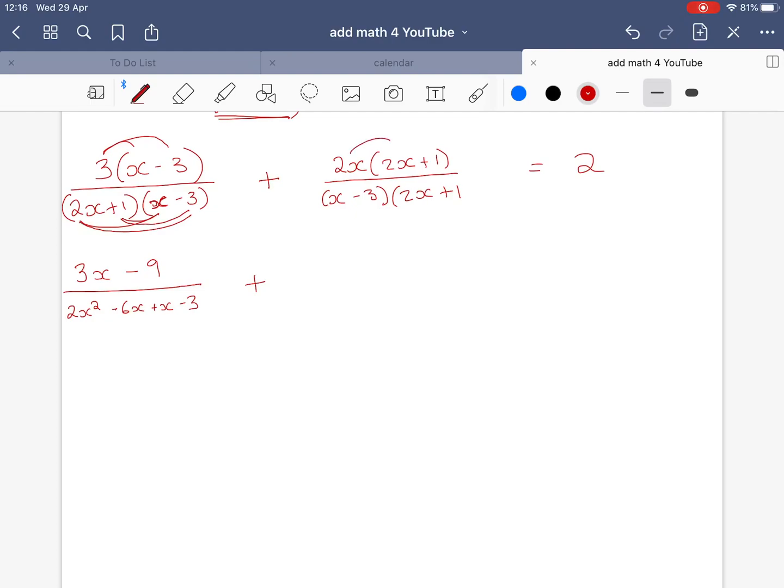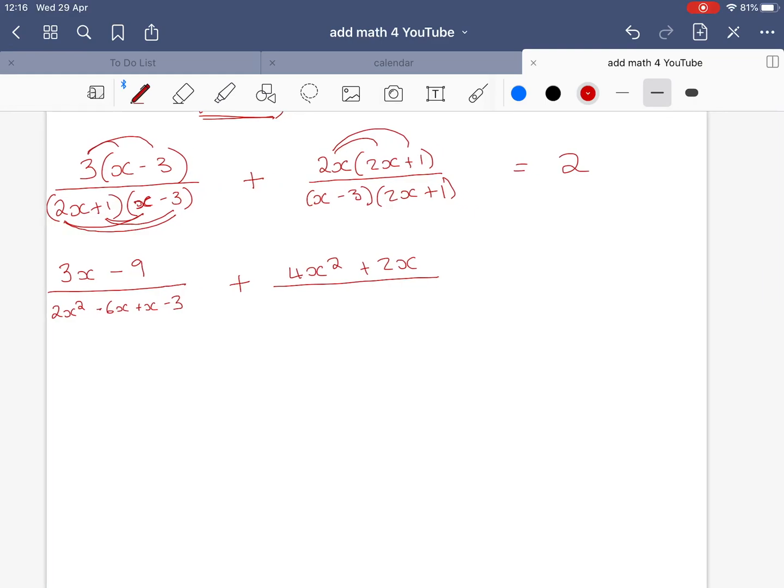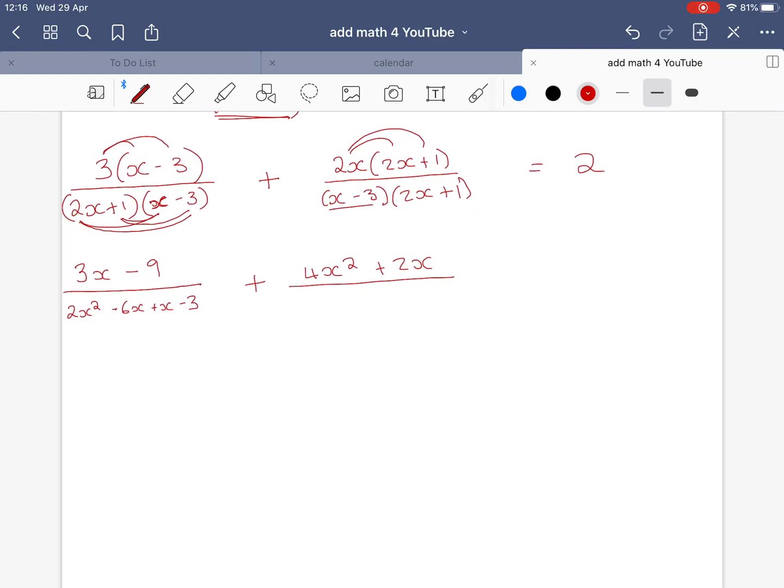So I'm going to simplify in a minute. So my next fraction, I've got 2x times 2x, that's 4x squared. I've got 2x times 1, that's just 2x. And the bottom of this fraction, you can see is identical to the other one. I've still got the two brackets identical, so that's going to be exactly the same as my other denominator, and again that still equals 2.